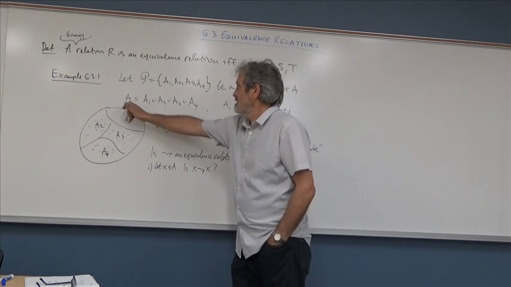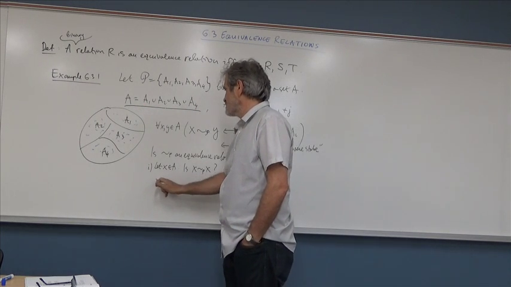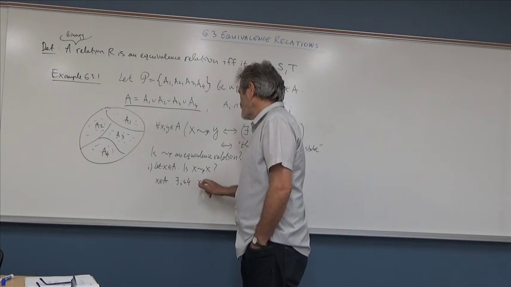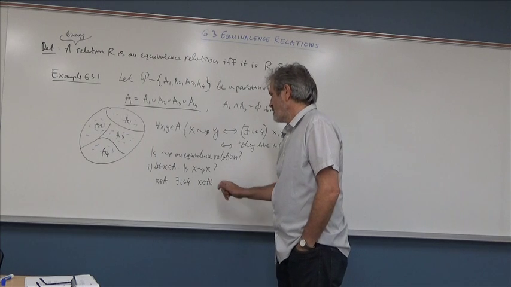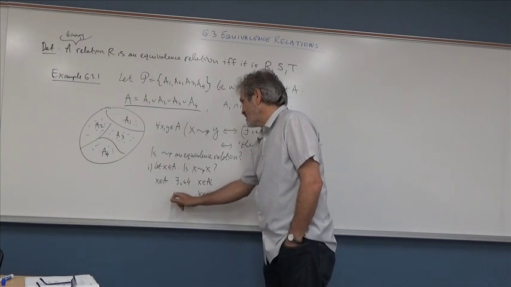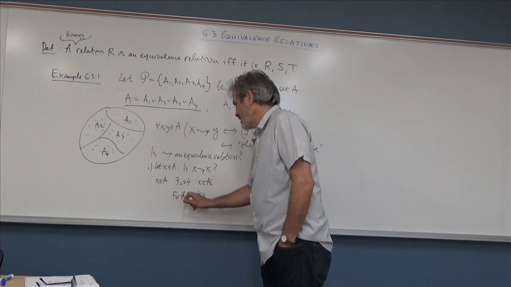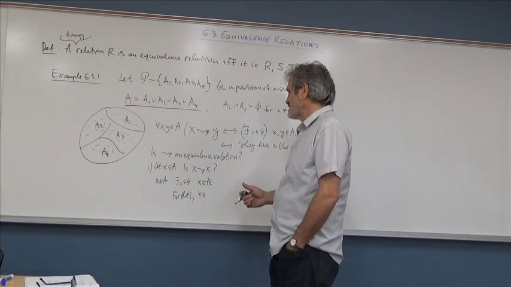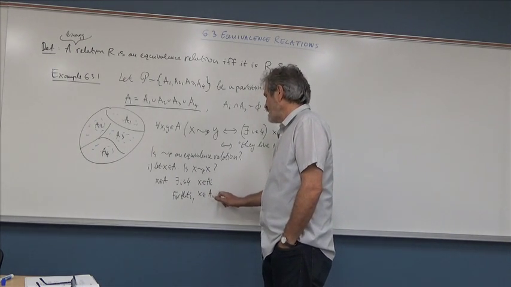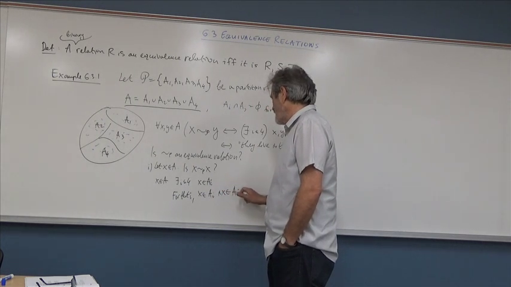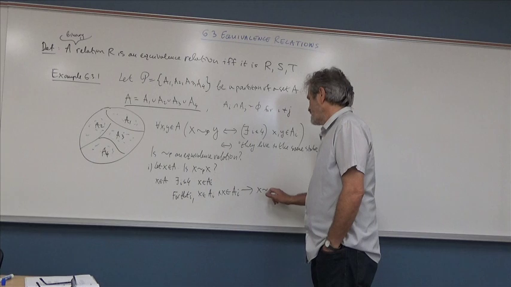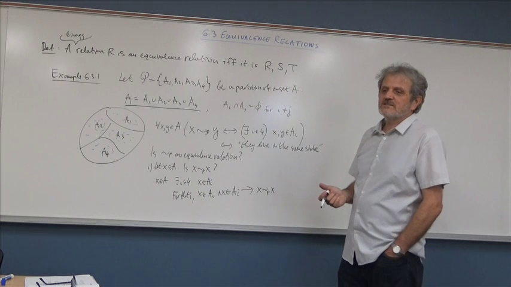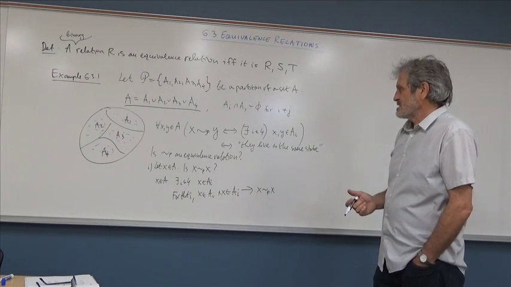Because of this: if they are a partition, and x belongs to A, there exists i less than or equal to 4 such that x belongs to Ai. But then, for that i, there's only one, but we don't need that at this point, x belongs to Ai and x belongs to Ai, which implies that x is related to itself. So every person is a state fellow with himself or herself.